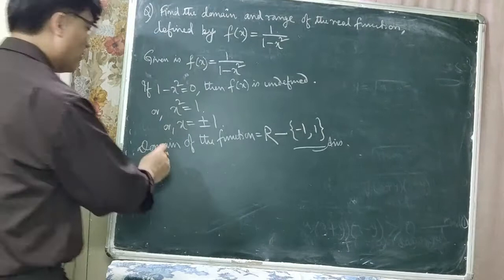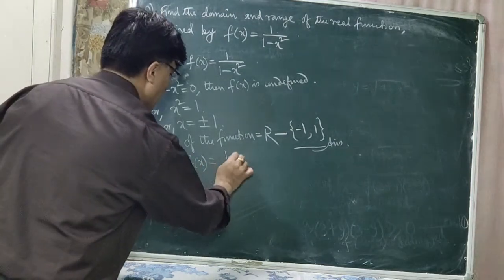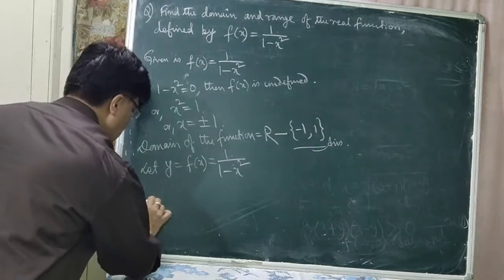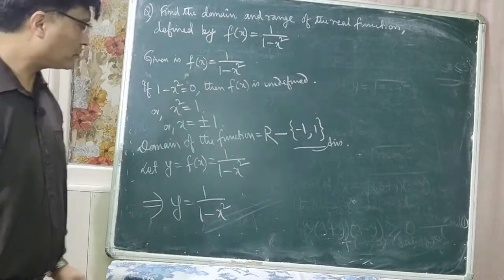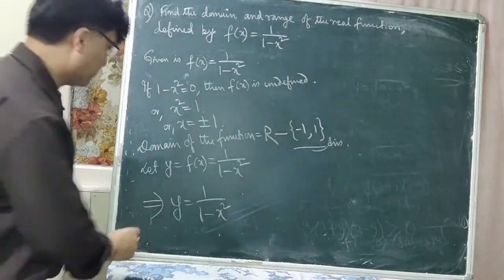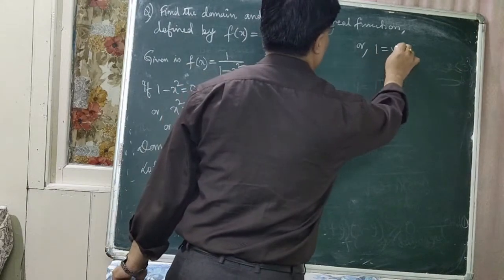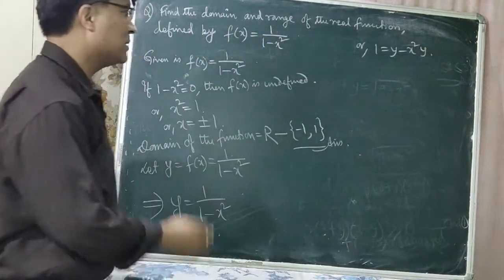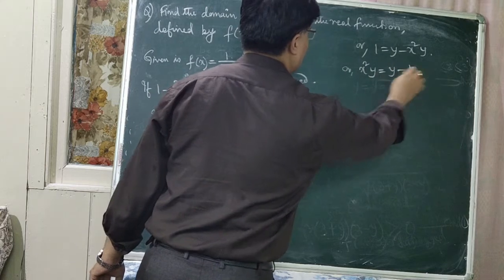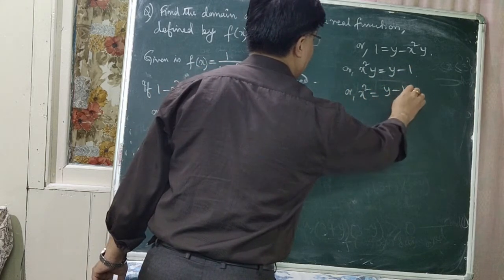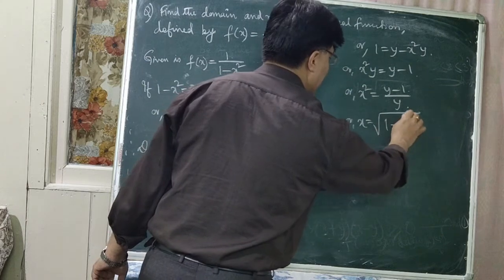So let us assume y is equal to f of x. So let y is equal to f of x is equal to 1 upon 1 minus x square, right? So which implies that y is equal to 1 upon 1 minus x square. Now let us express x in terms of y. So below y there is 1. Let us cross multiply it, or 1 is equal to 1 minus x square y, right? So let us get the value for x square, or this is x square y is equal to y minus 1, or x square is equal to y minus 1 upon y, or what is the value for x here? It is root over, you can separate the term 1 minus 1 by y.